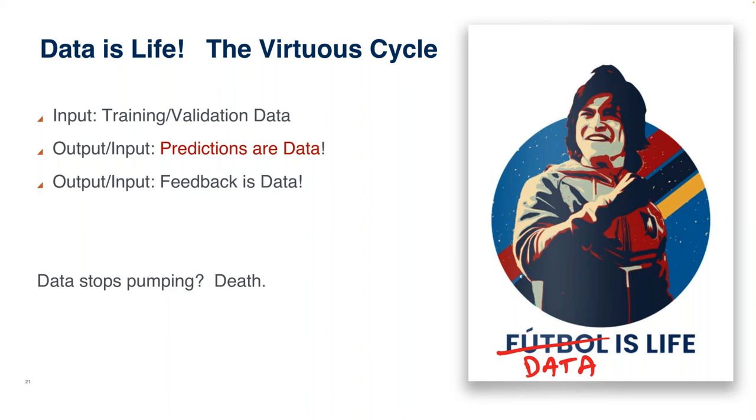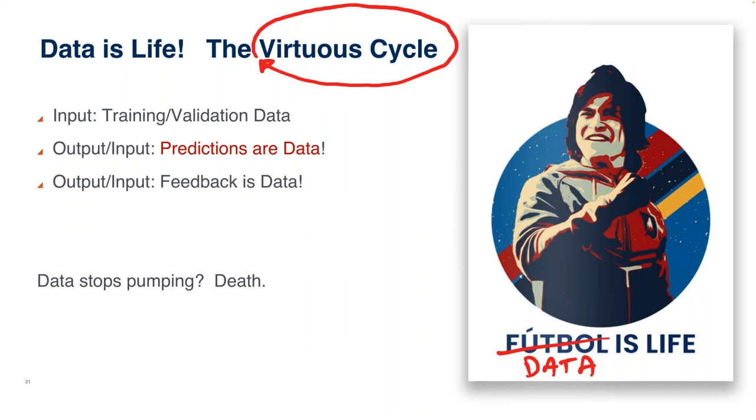And so we get input data, like training and validation data, and we generate output data that we flow back in. So it's both output and input. And again, as I said, predictions are data, because we're going to use them as part of, but not all of, feedback into the system to close the loop. And when your data is not flowing in a virtuous cycle, your system dies. So machine learning really will stop working if you don't keep doing this. So this virtuous cycle is key to machine learning in production.